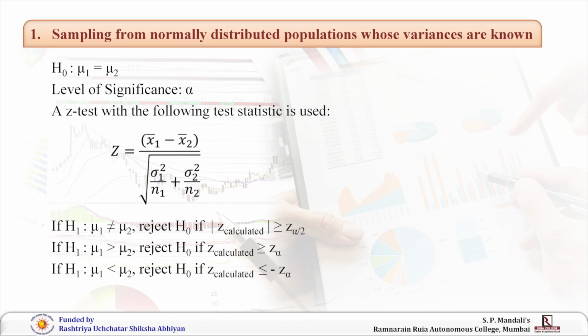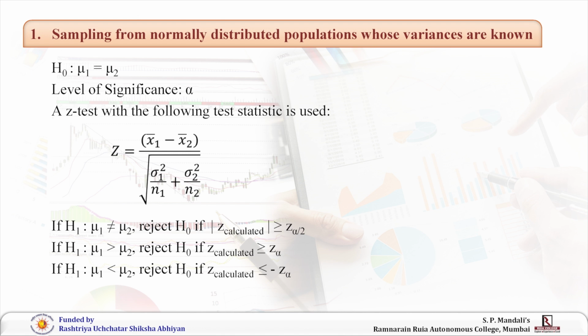While sampling from normally distributed populations whose variances are known, a z-test is used for the hypothesis H0: mu1 equal to mu2 at level of significance alpha, and the test statistic will now be x1 bar minus x2 bar upon square root of sigma 1 square upon n1 plus sigma 2 square upon n2, and the decision criterion follows exactly in the similar manner.